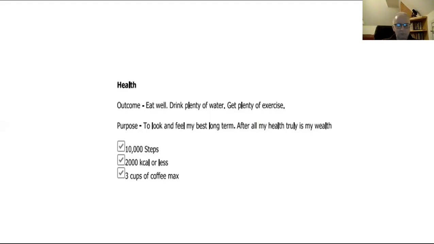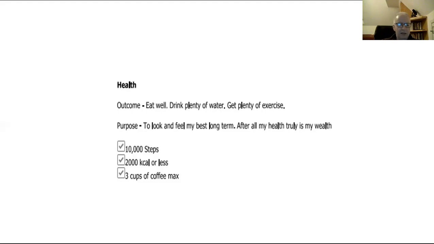Why do I want to do it? Well, this is basically so I can look and feel my best long term. After all, my health truly is my wealth. And then I come up with my action plan, my massive action plan. Well, to produce those results, what do I have to do? Well, I got to make sure I get a minimum of 10,000 steps in.